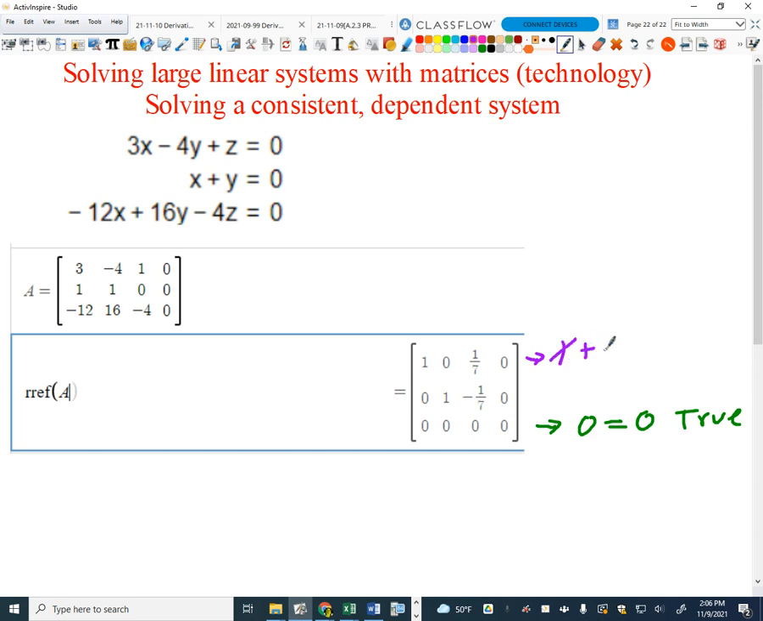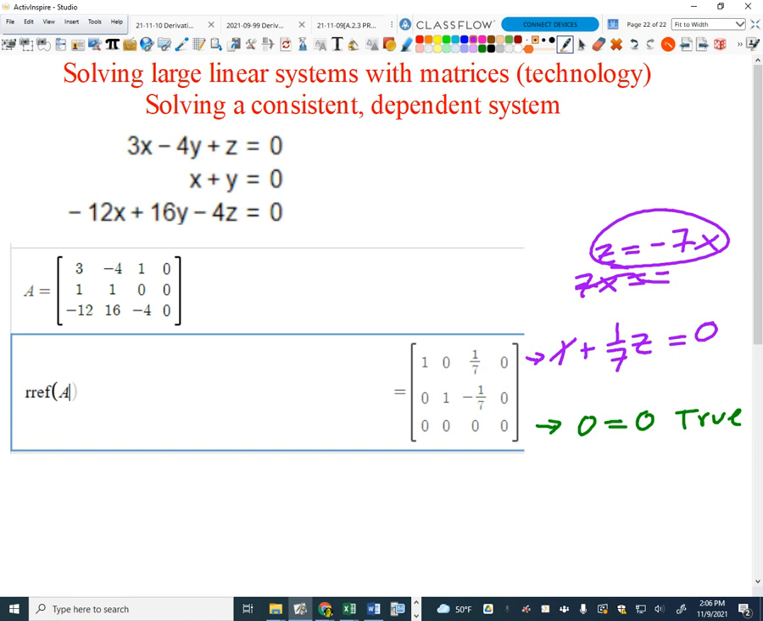Yeah, x plus 1/7 z equals 0, right? Or in other words, if I clear the fractions, I would just get something like 7x equals negative z, or maybe another way of saying that would be z equals negative 7x. Let's say it that way instead. Okay, so it's relating z and x there in a very specific way.